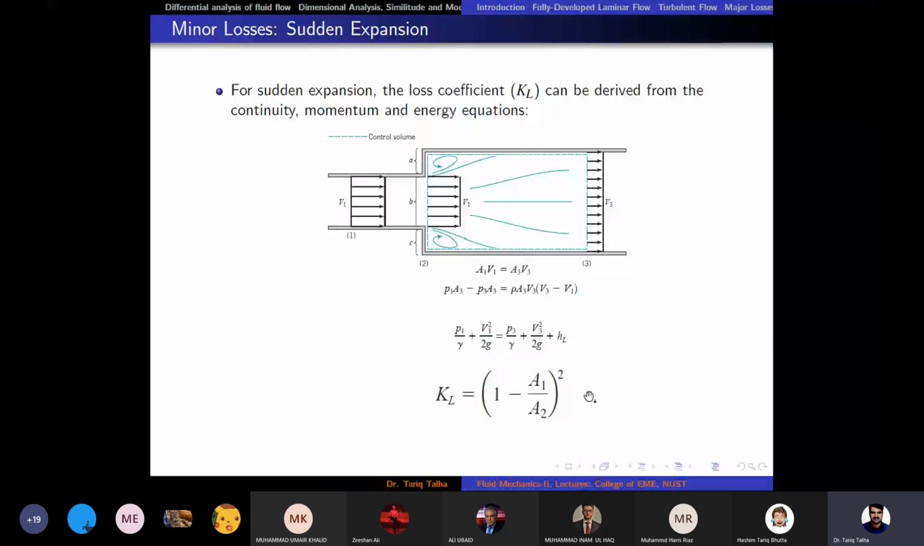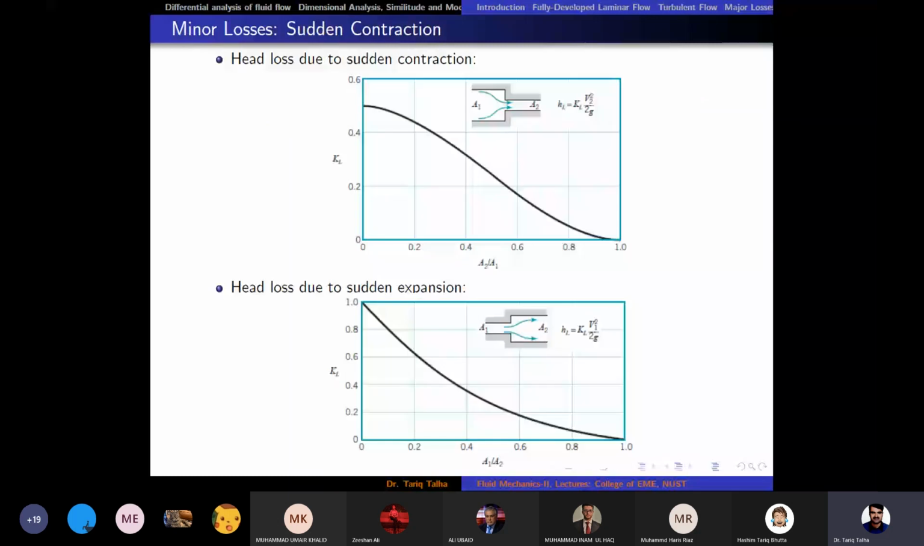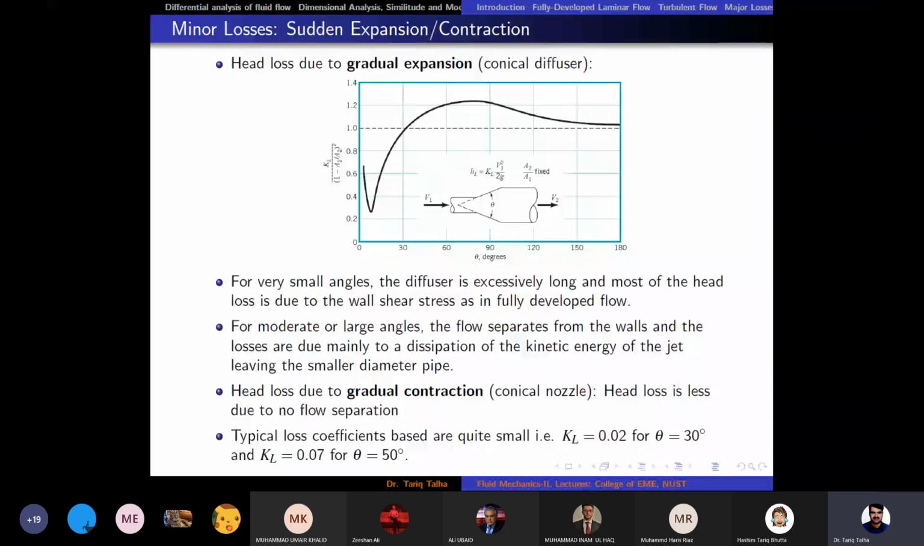You can go through that derivation for your own understanding, but because that is a very unique case, and in 99% of cases we usually conduct the experiment, it's better that we stick with that. So this was the sudden expansion case. Then there is sudden contraction, but there are many other cases like gradual expansion and gradual contraction. So it means that we are talking about the flow through a kind of diffuser or nozzle effect.